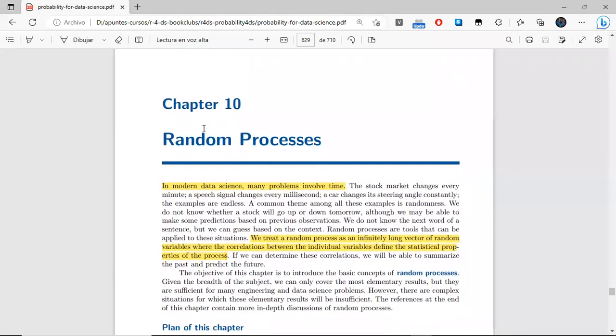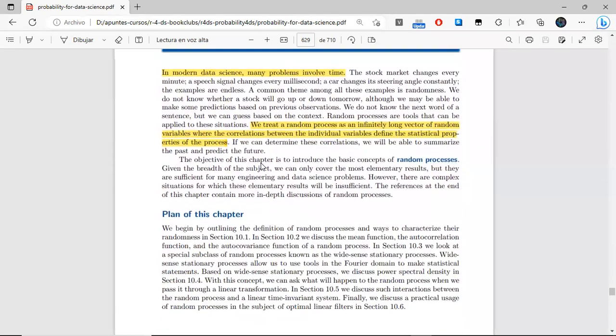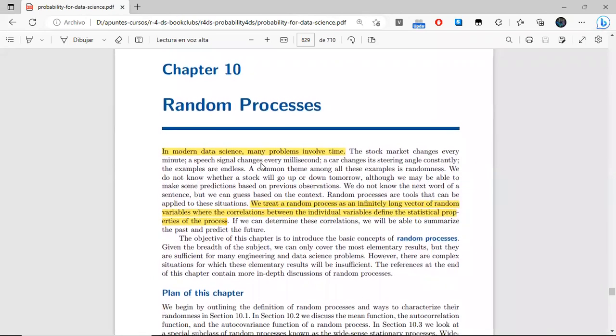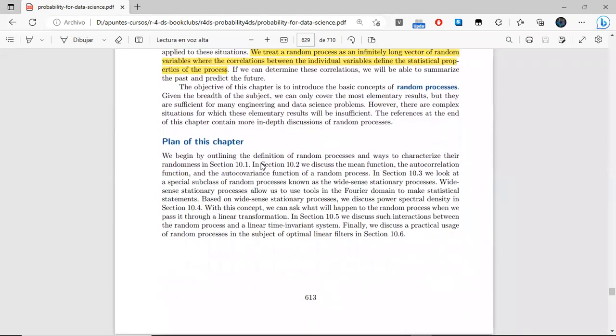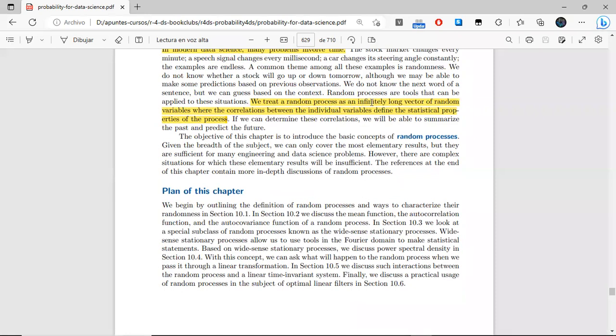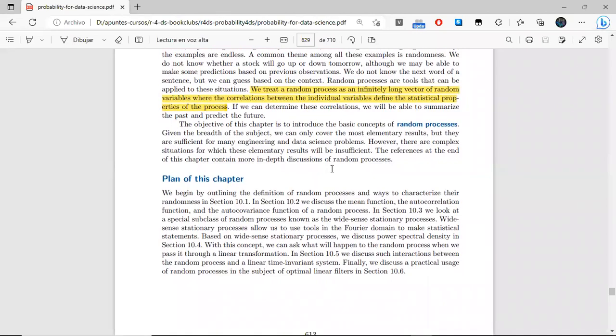Okay, jump in. So this is chapter 10, the last chapter of the book Probability for Data Science. In this part, we'll be covering random processes, and it will be almost like working with a family of random variables that are indexed by time. In that sense, the author says that we are going to be modeling this random process as an infinitely long vector, but at least in more technical terms, it would be just a family indexed by time. Or when we work with a discrete case, it's like a sequence.